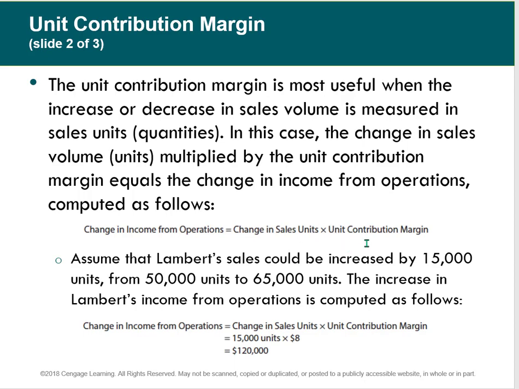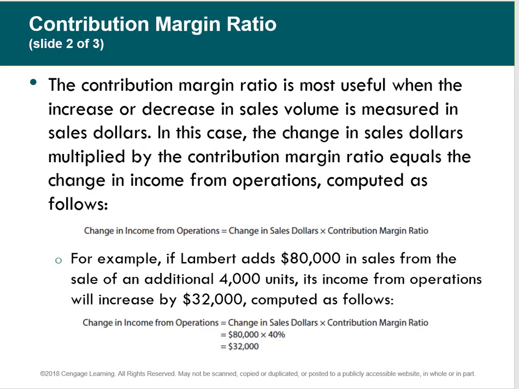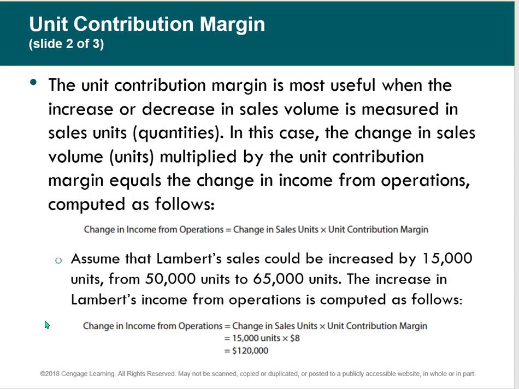is $8 per unit. So earlier what we did was we looked at the contribution margin ratio, the 40%. Now we're looking at what if I take just the unit contribution margin itself. That will give me the change in sales dollars. Or not change in sales dollars, but change in income from operations. So 15,000 more units times my contribution margin gives me the increase in operations from the additional sales.